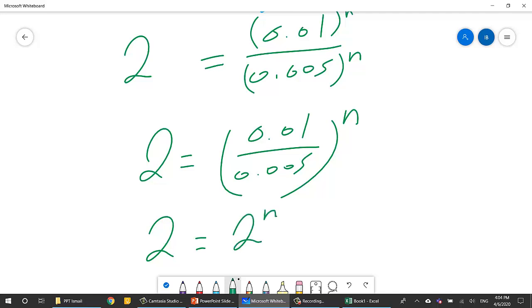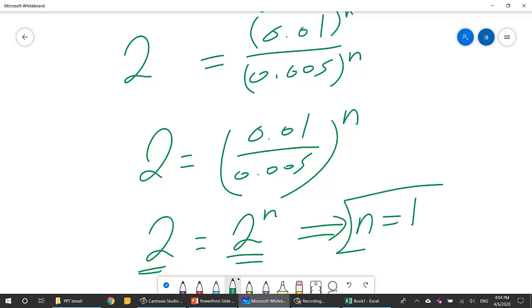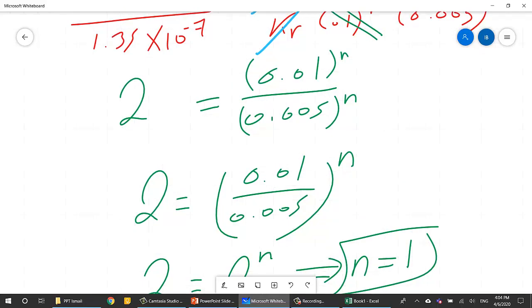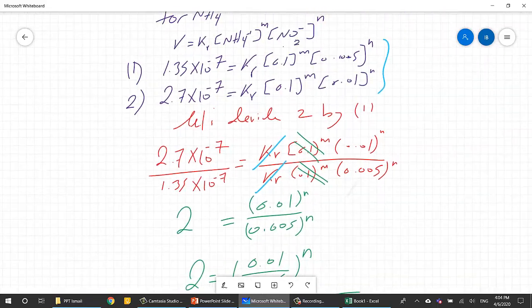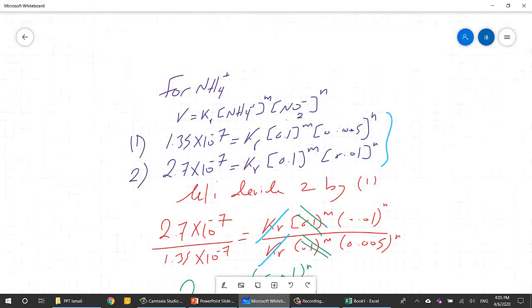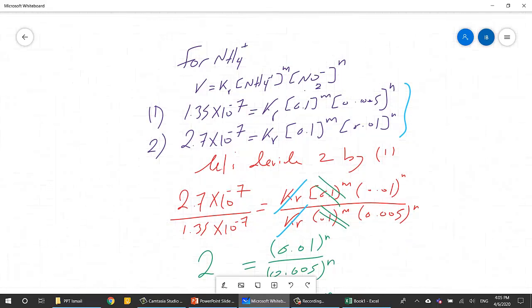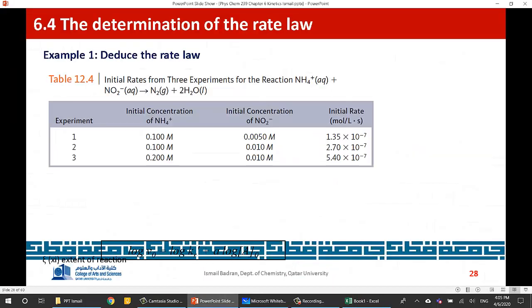There is a rule in mathematics that says if the bases are equal, then the powers should be equal, and therefore this will give you n is equal to 1. So this is the same result I found before, but this one is the long way. You can use this to solve some questions that are difficult to obtain by just looking at the table.